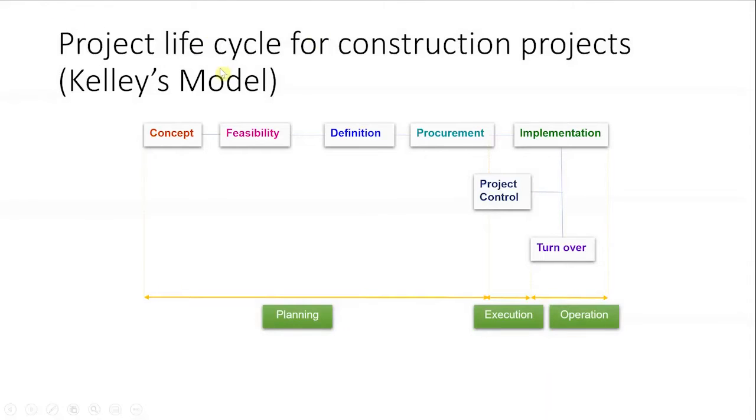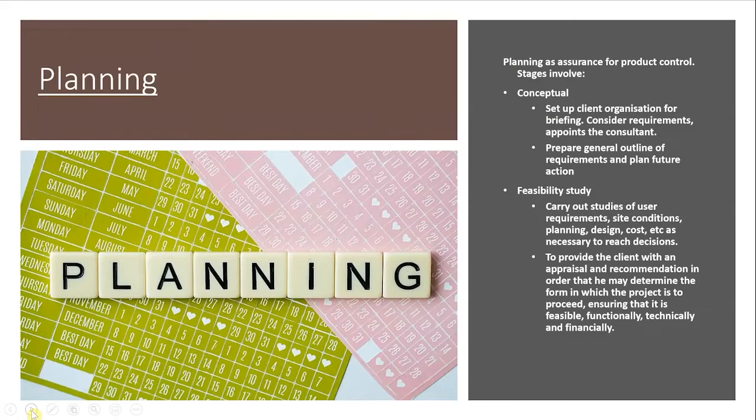Under project life cycle, we will look at the project life cycle for a construction project. There are three stages which are planning, execution, and operation. Under planning, we have concept, feasibility, definition, and procurement. Under the execution, we have project control. Okay, so under operation, kita ada turnover and also implementation. So this life cycle model, dia shows the project life cycle untuk construction project daripada mula sampai habis sesuatu project.